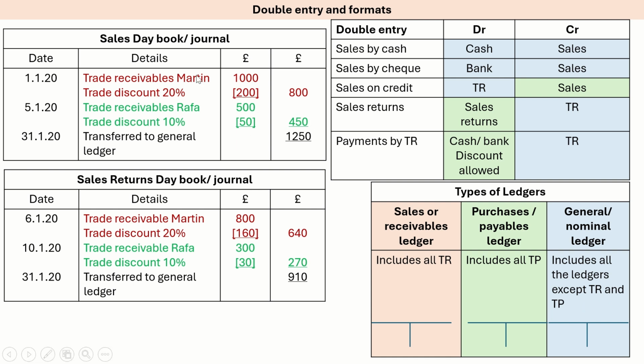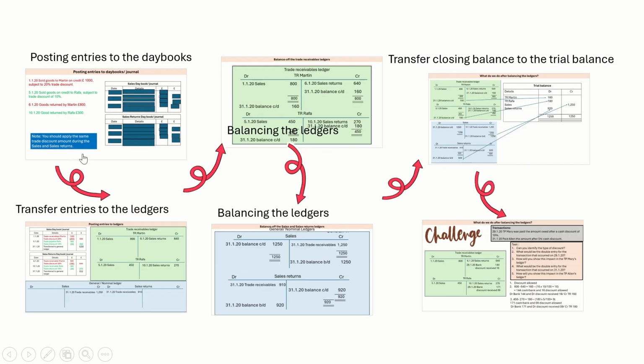This is the format of a sales daybook or journal, which includes details about trade receivables and any trade discounts offered. Whereas in the sales returns daybook or journal, you also find trade receivable details and the trade discounts provided for them. In today's lesson, you will be given a set of transactions.